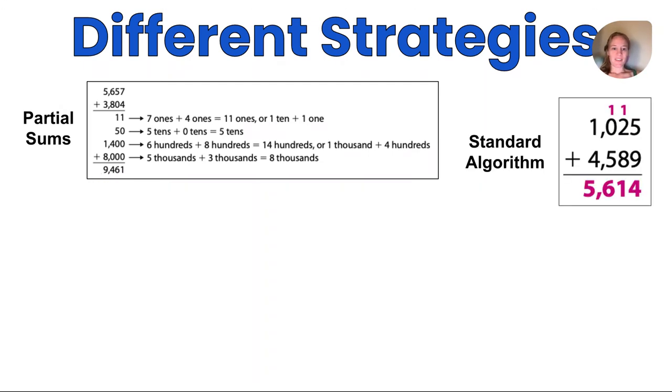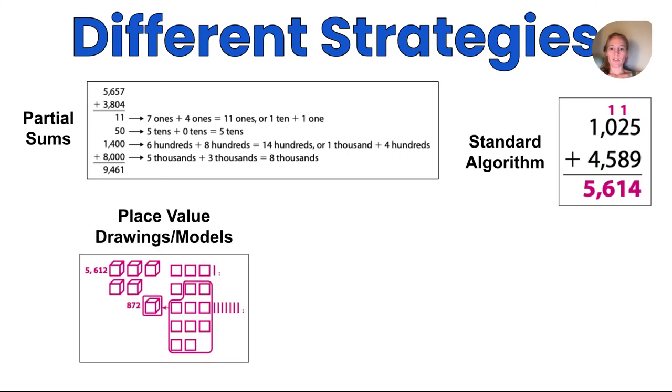The next is standard algorithm. This is the one most of us already know, where you follow procedure. And then you start with the ones. If you need to regroup, if it's a 2-digit number, you regroup, and then you continue and continue. That's the one most of us already know.